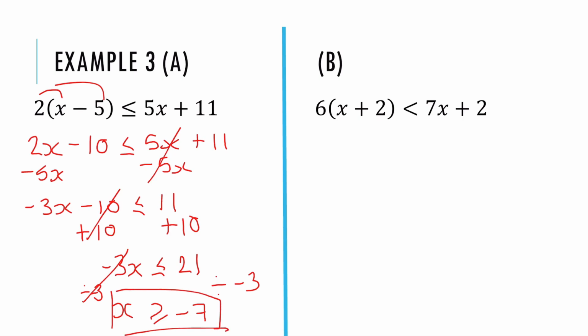In part B, very similar, we're going to begin by multiplying out the brackets. 6 times x is 6x, 6 times 2 is 12. Everything stays the same. The 7x is on the right hand side of the less than sign.